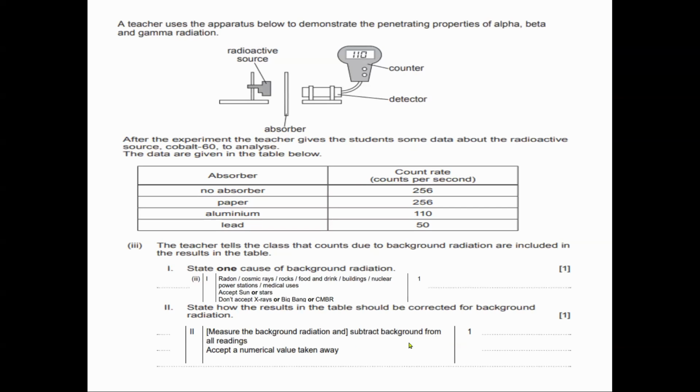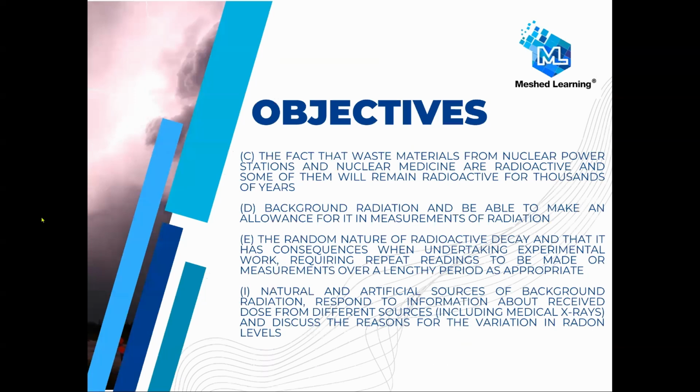I'm just showing you what we have looked at. We've talked about the random nature of decay. We've talked about some natural and artificial sources and discussed the reasons for radon level variation. And we've talked about how to make an allowance for background in measurements. And we have finished that one too.